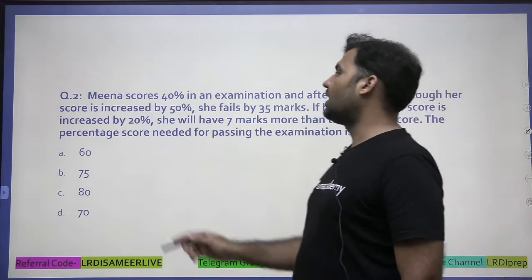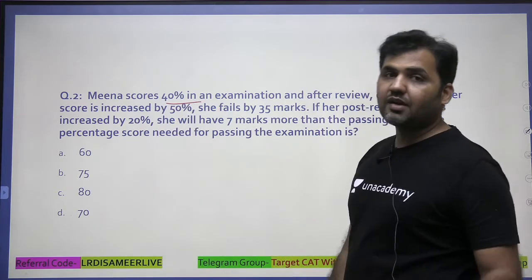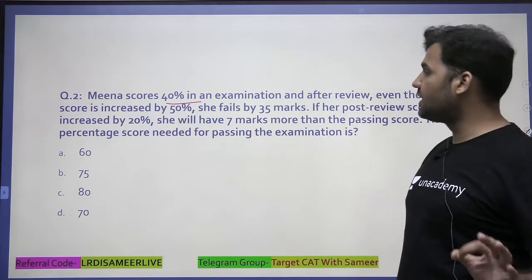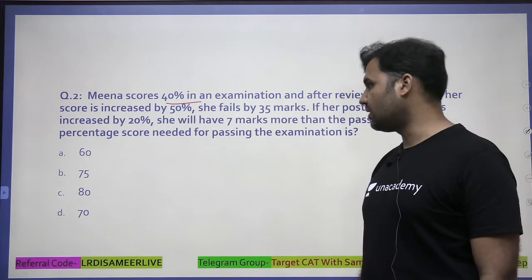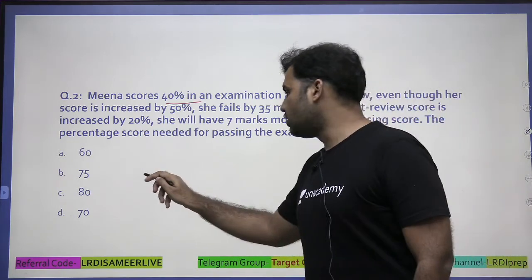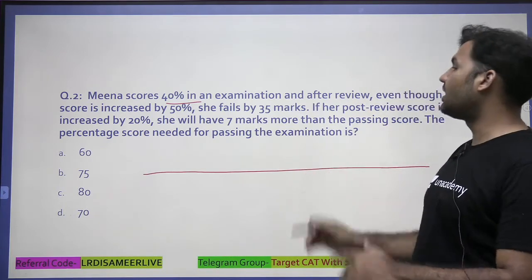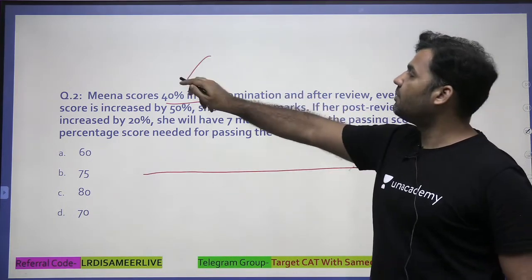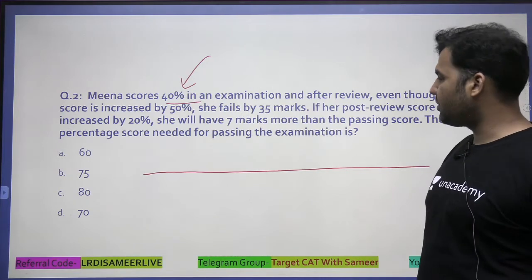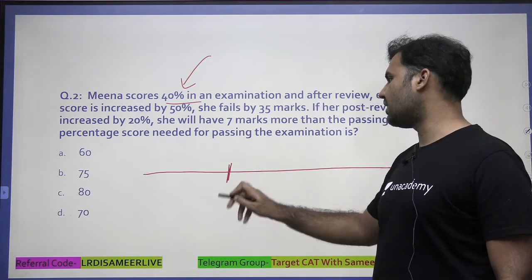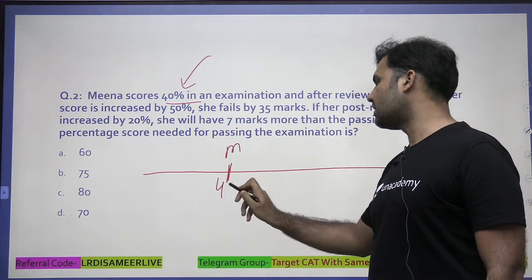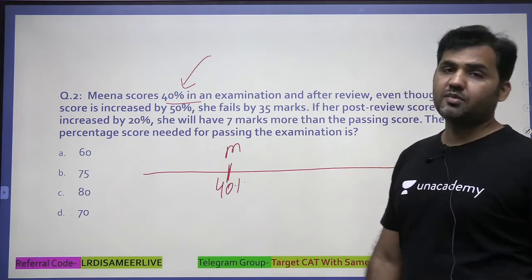Question number 2, a marks based question. Whenever you're solving a marks based question on percentage, always do it on a number line. How? Let me give the approach on it. Assume that this is a number line. This represents your total marks. And when I say that Meena scored 40% in the examination, just assume a position for Meena. Let's say Meena lies over here. This is the position of Meena, which is at 40%.